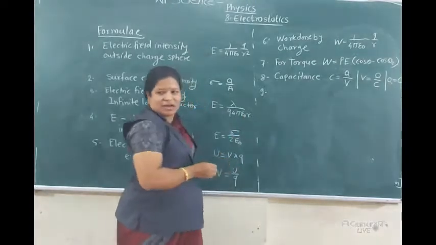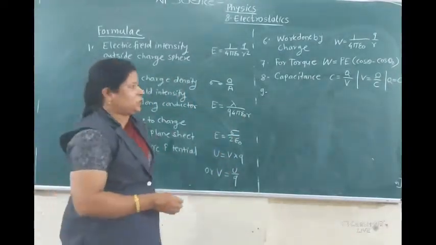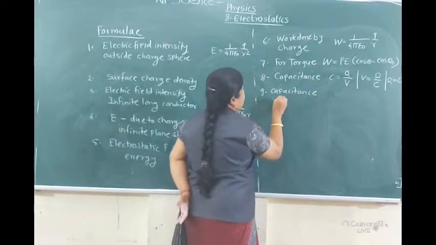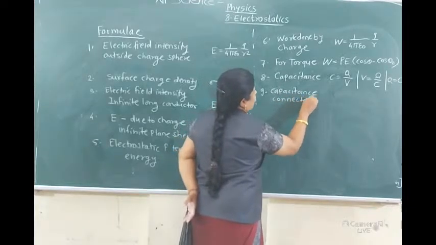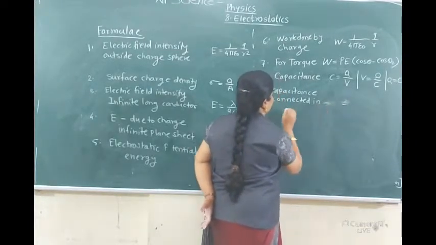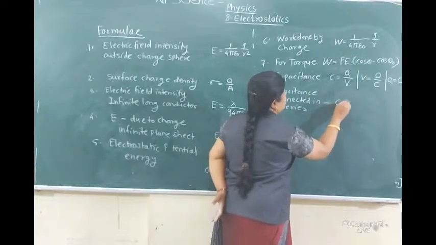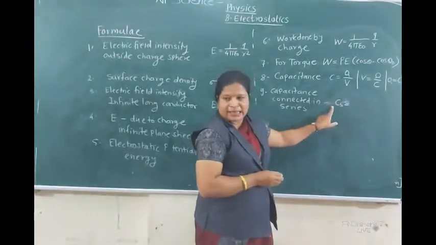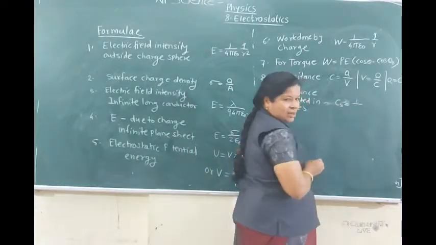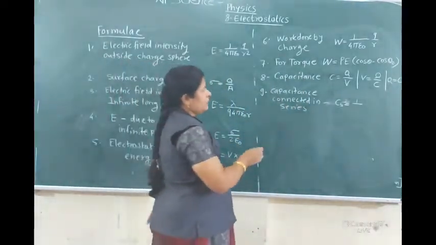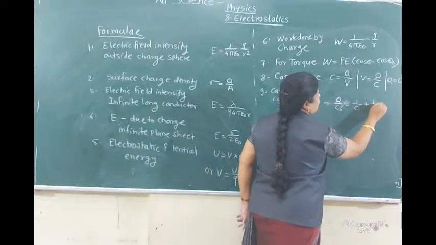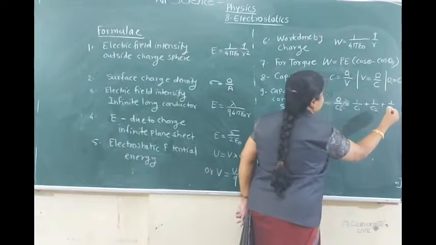So next, formula number 9. In series combination, when capacitances are connected in series, for series, 1 upon CS is equal to 1 upon C1 plus 1 upon C2 plus 1 upon C3.